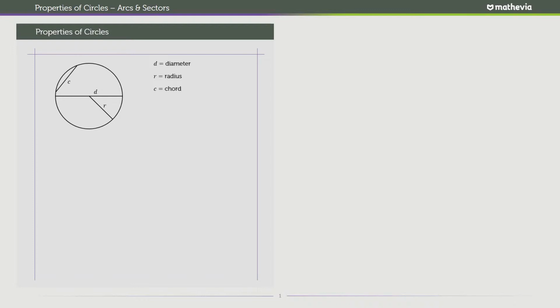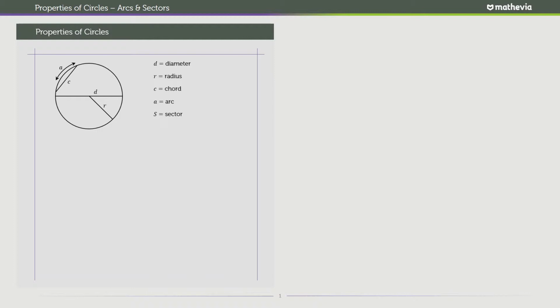Now let's talk about arcs. An arc is just a cutout of the circumference. Any distance along the circumference that you take out is an arc in that circle. It could be 99% of the circumference, it could be 1% of the circumference, but any part of the circumference of the circle that you take out is an arc.